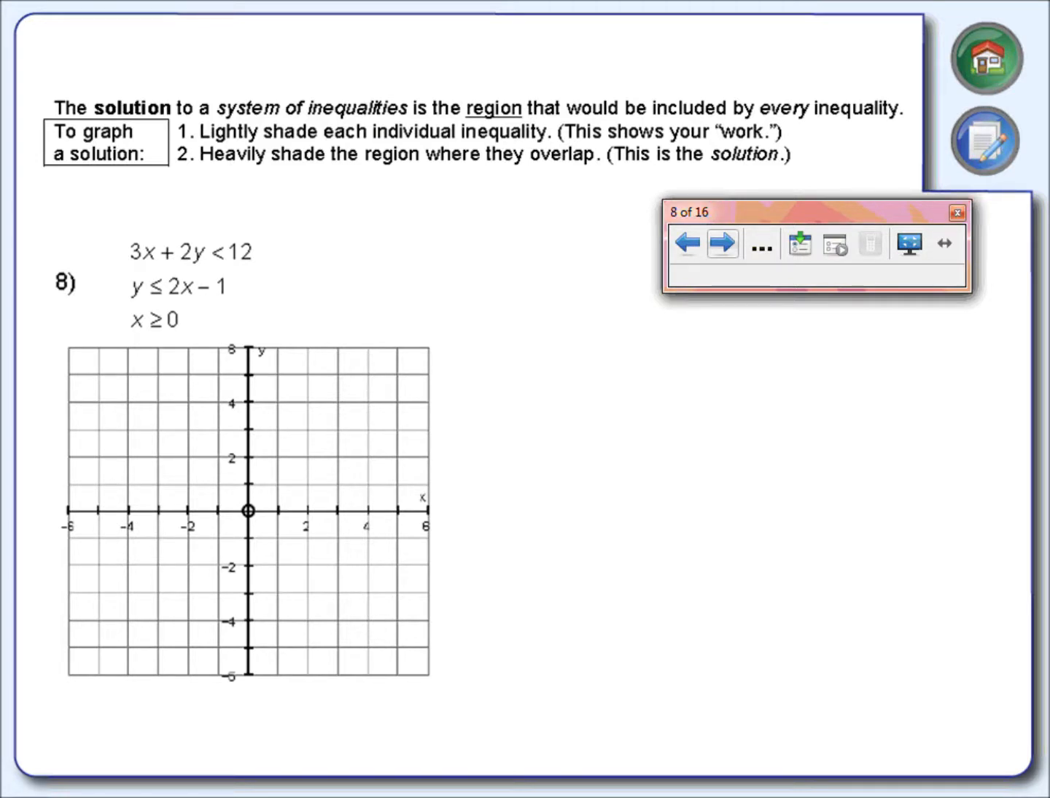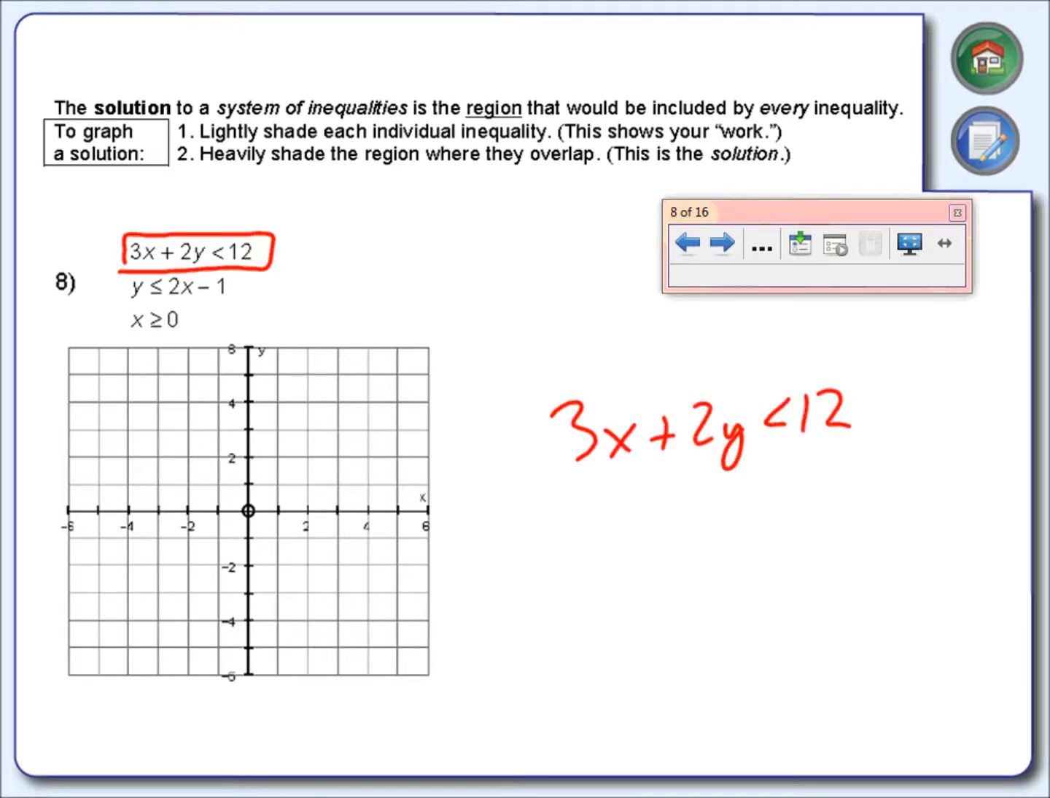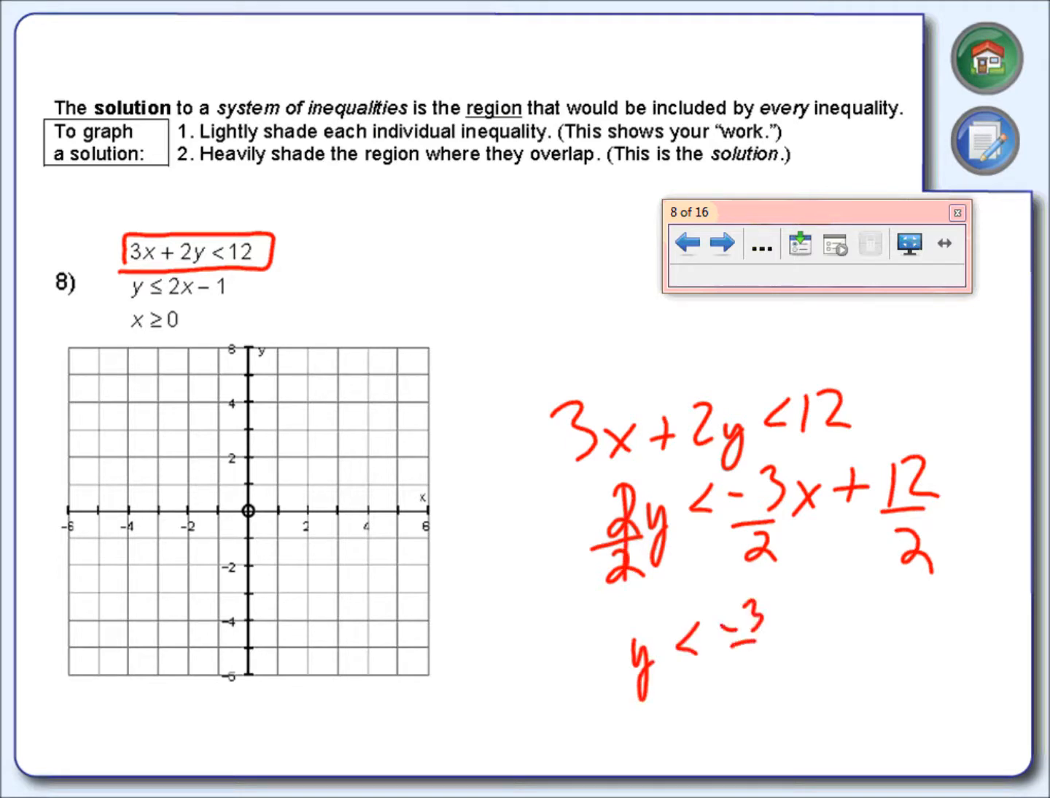Of course, that first one is not in slope-intercept form, so I'm going to have to do a little work here. I'm going to take that first inequality and get it into slope-intercept form. So I'm going to start by subtracting the 3x. And then from there, I'll go ahead and divide by 2. Negative 3 over 2 can't be reduced, so I'll just leave it negative 3 halves. 12 divided by 2 is a 6. So here's what we're going to be working. That's the first inequality. That's the slope-intercept form.